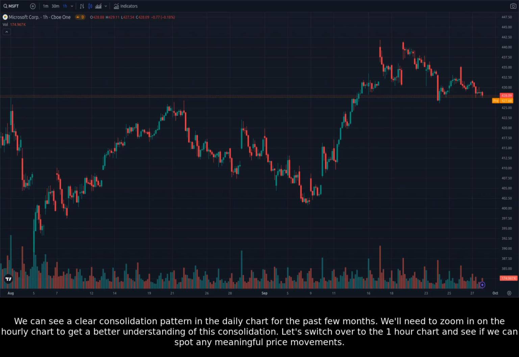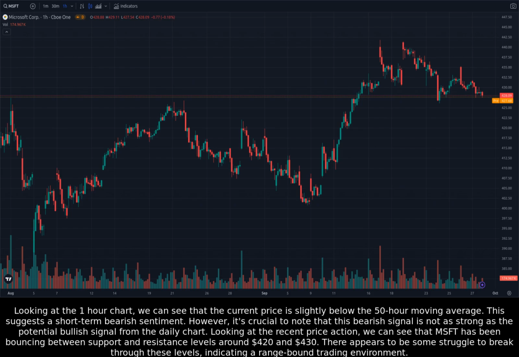Let's switch over to the 1-hour chart and see if we can spot any meaningful price movements. Looking at the 1-hour chart, we can see that the current price is slightly below the 50-hour moving average. This suggests a short-term bearish sentiment. However, it's crucial to note that this bearish signal is not as strong as the potential bullish signal from the daily chart. Looking at the recent price action, we can see that Microsoft has been bouncing between support and resistance levels around $420 and $430. There appears to be some struggle to break through these levels, indicating a range-bound trading environment.